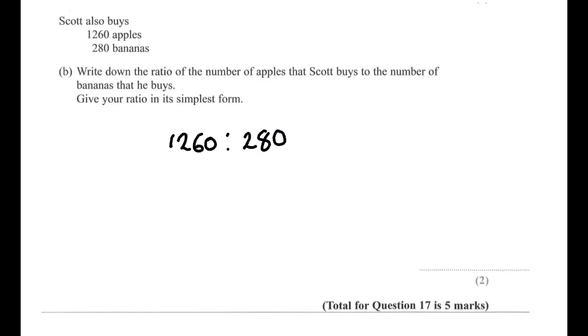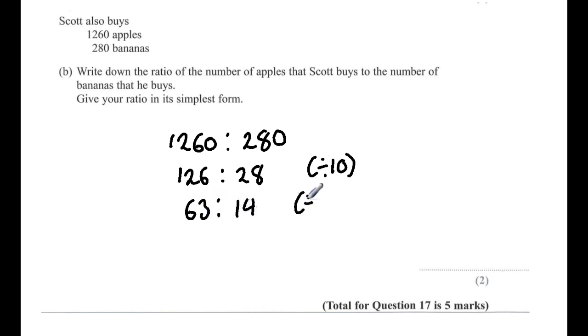280. I'm then going to divide both numbers by 10. So what we should have is 126 to 28. I'm then going to divide both numbers again by 2. So we should have 63 to 14. I'm then going to divide both numbers again by 7. So we should have 9 to 2. And our final answer is 9:2.